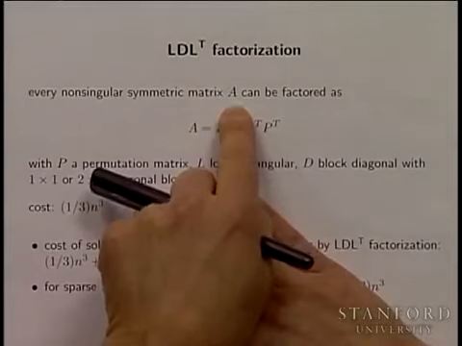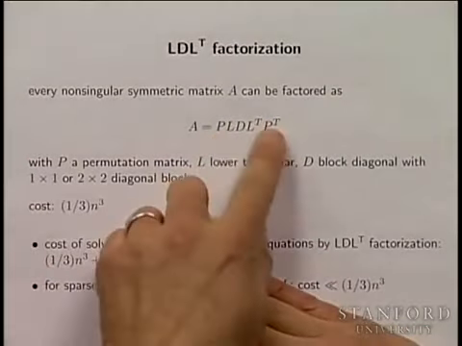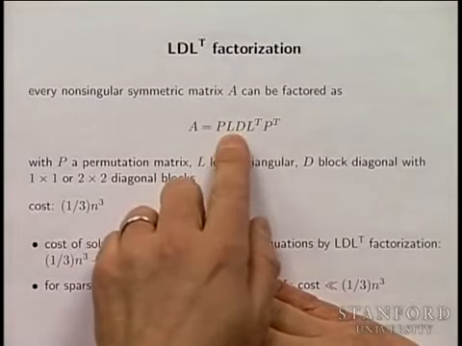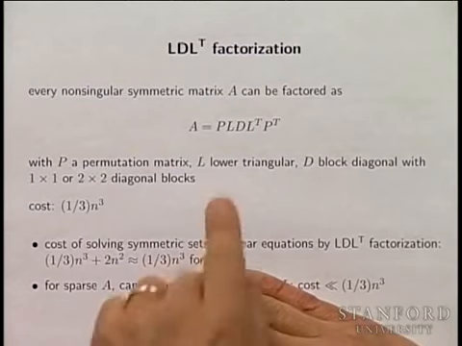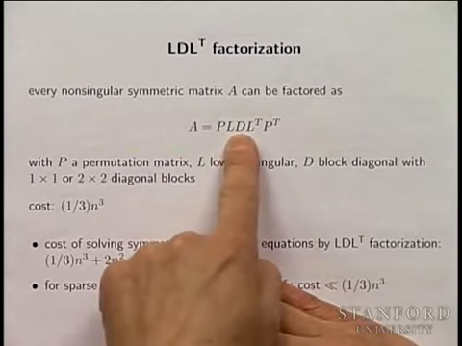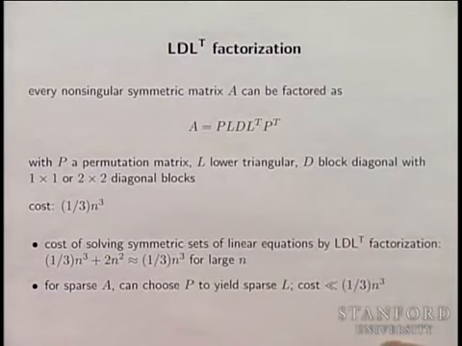And finally, one more factorization we'll look at is the LDL transpose. This is just for a general symmetric matrix. Here, the factorization is this: there's a permutation, an L, and an L transpose. In fact, they can have ones on the diagonal. Actually, you can't. What you do here is D is block diagonal, and the blocks are either 1 by 1 or 2 by 2.